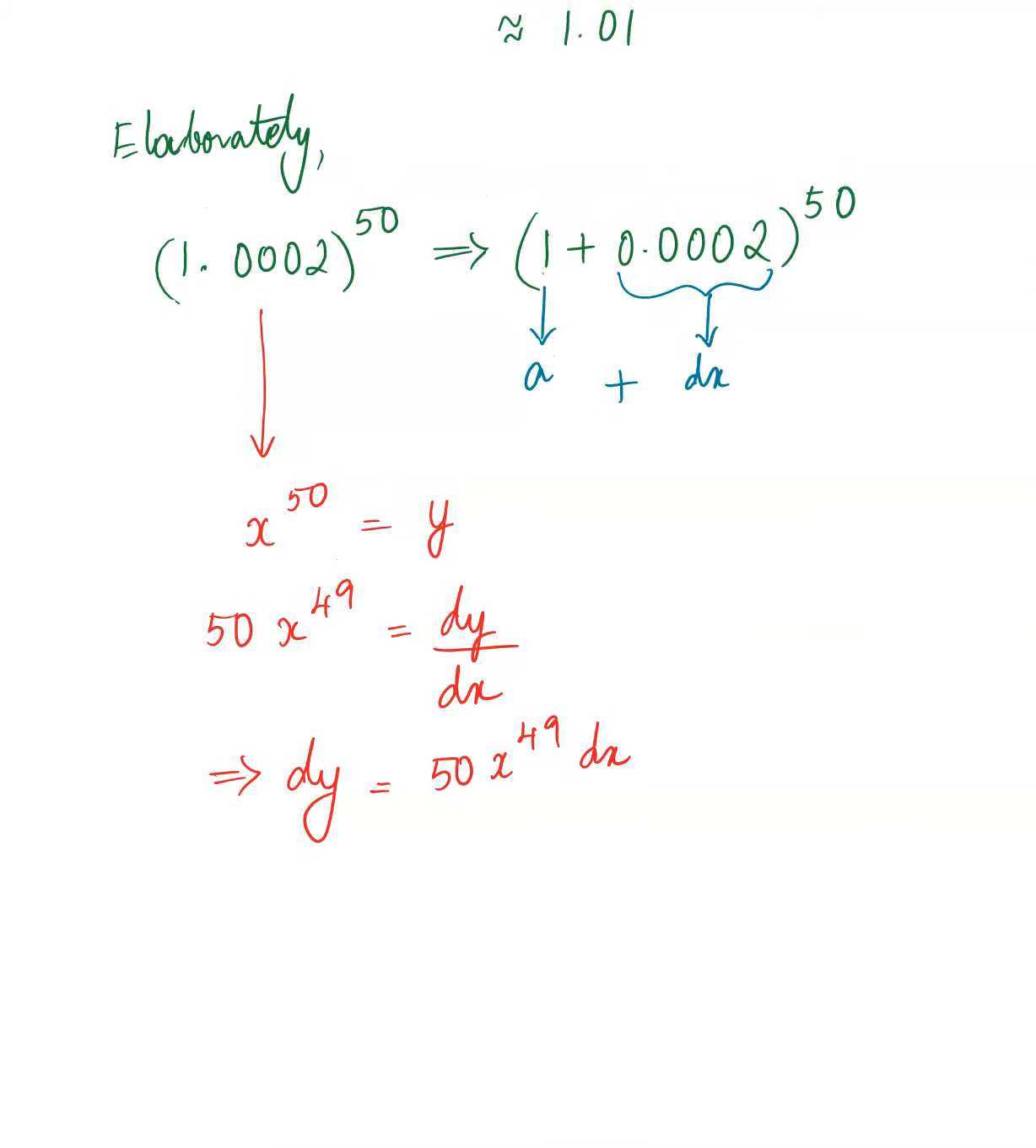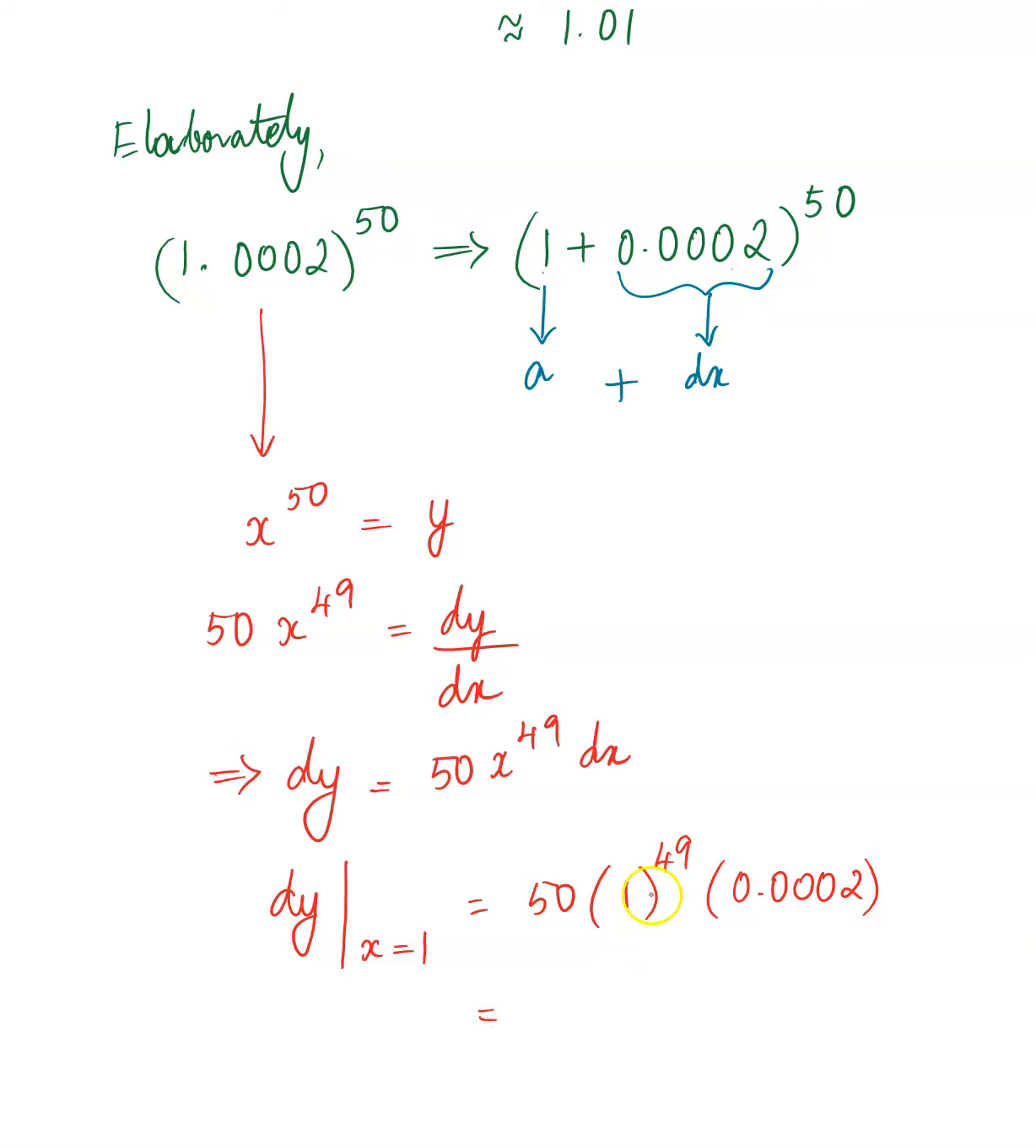Okay, all good. Now we need to evaluate this dy. We did all that last time in the formula. I want to just do them separately first. When x equals 1, because a is approximately like your x, x equals 1 gives 50 times 1 power 49 times dx. What was dx? dx was 0.0002.